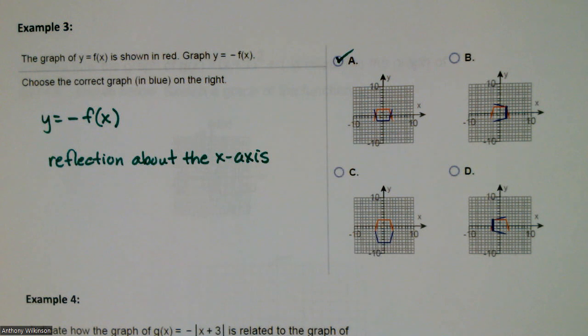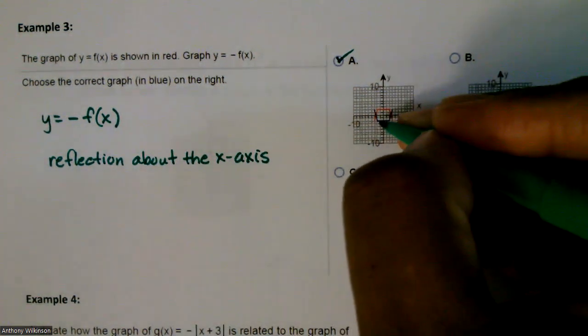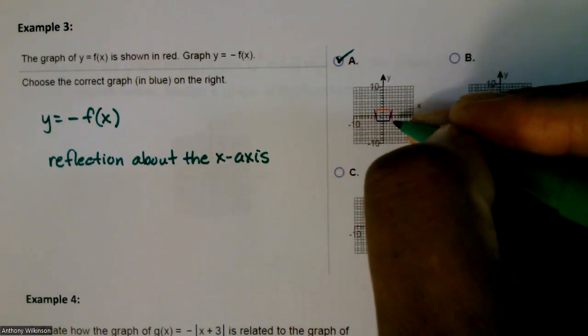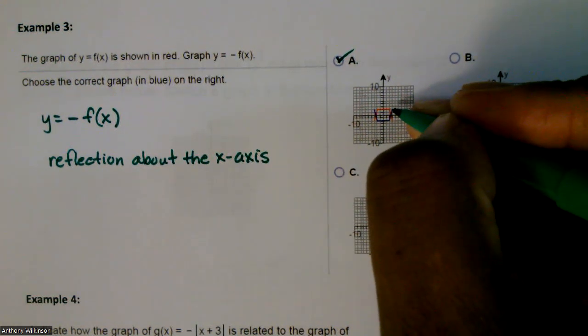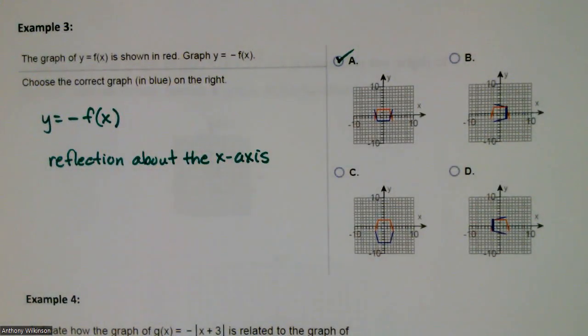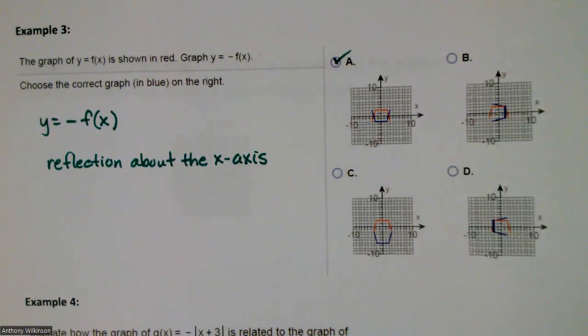Okay? Because if you look very carefully, this end right here reflected to be up here on this end. This end down here looks like it's reflected up here, and all of this reflected down there. So graph A would be the best one for this one to represent y equal negative f of x.